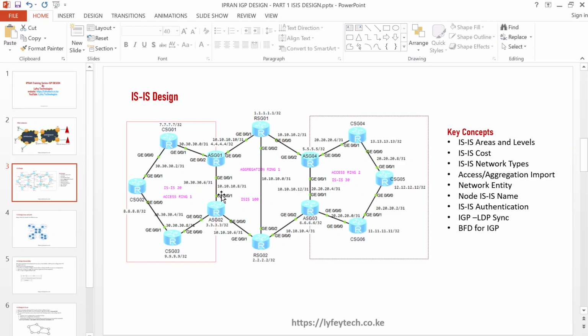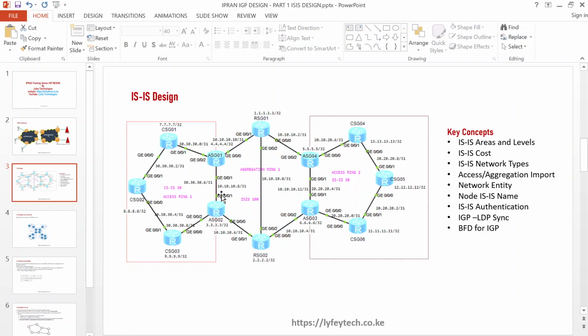So what are the key concepts that we need to pay attention to when we are running ISIS in our network? The first one is ISIS areas and levels. ISIS, similar to OSPF, has the concept of areas. So normally you will divide your network into different areas, and then levels. Which level should you use in ISIS? We have level 1, we have level 2, and we have level 1-2. Which level should you choose when you are deploying your ISIS network?